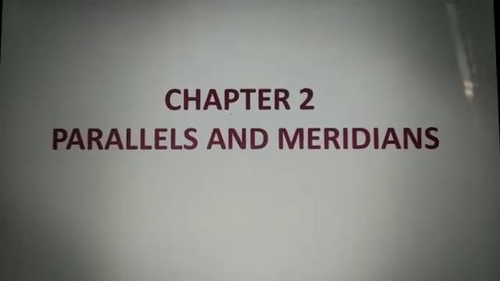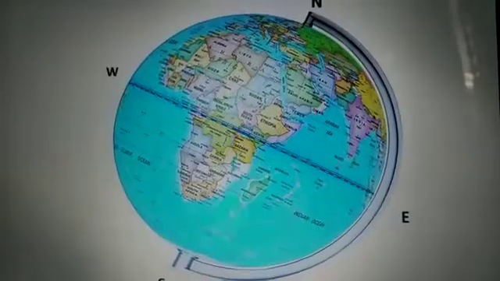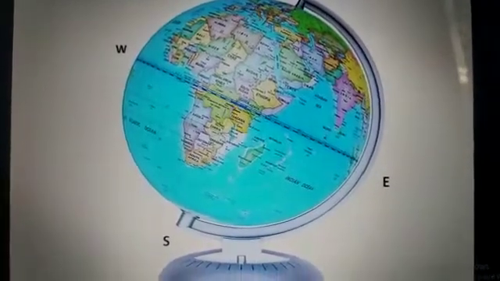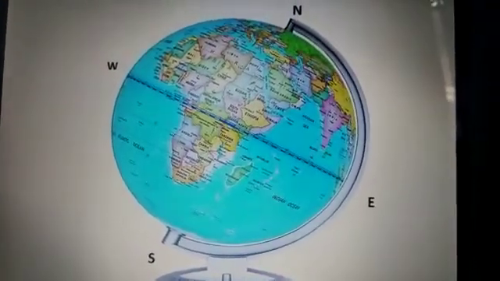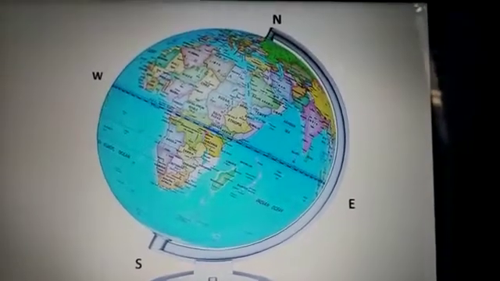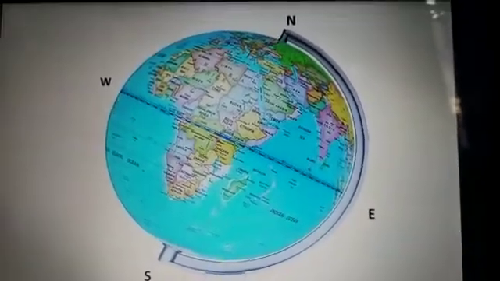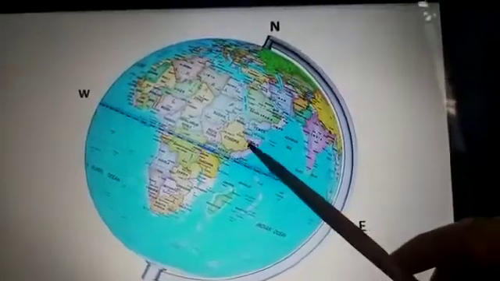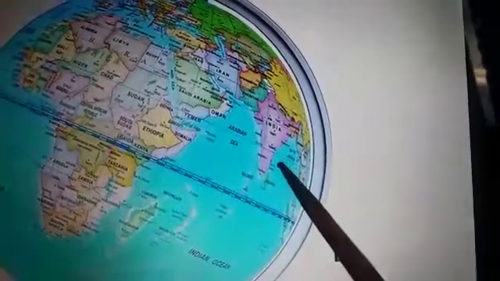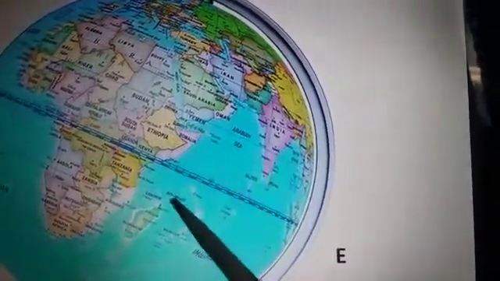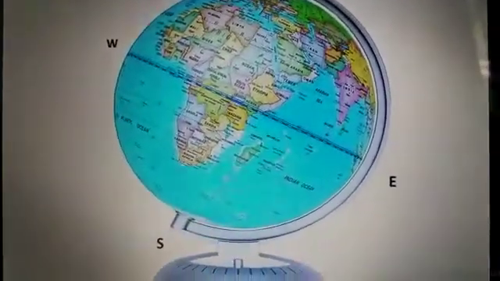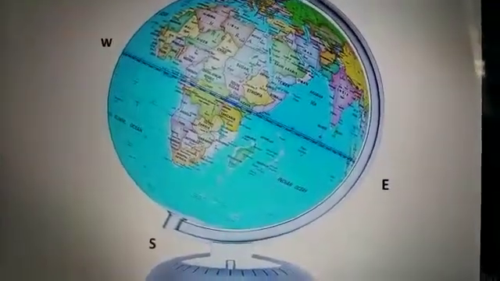Have you seen a globe? See, this is a globe. A globe is a small model of Earth. When we look at the globe, we see several countries and places marked on it. This is our country, India. So a globe is a small model of Earth.